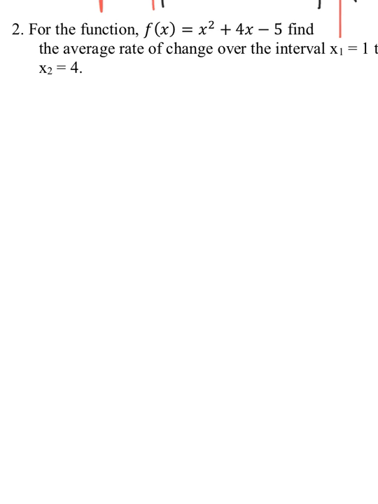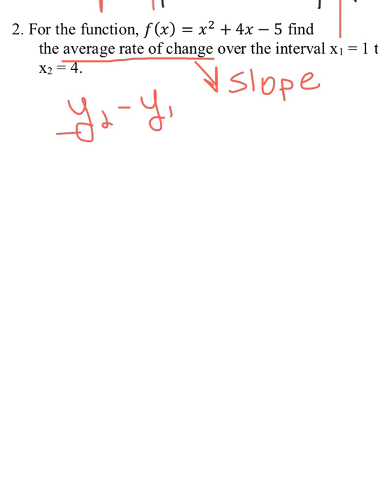Okay, in problem 2, we're going to determine the average rate of change for this function over an interval between 1 and 4. So what that means is that we're going to try to find the slope. And if you remember the slope formula, it's y2 minus y1 over x2 minus x1. And so we're going to need to use this formula.